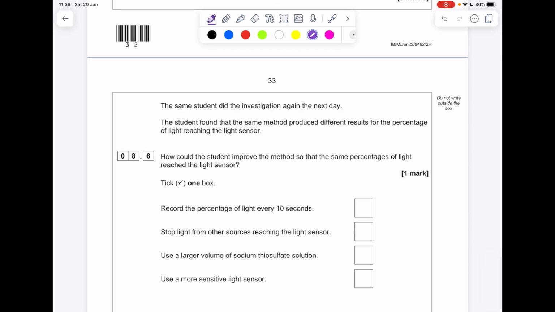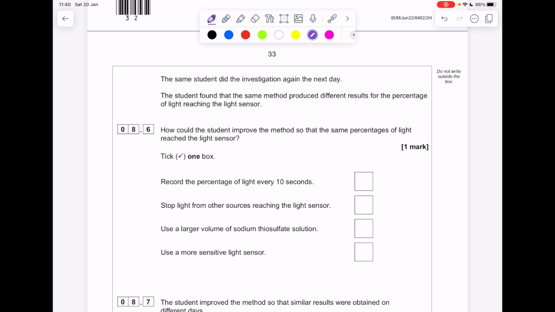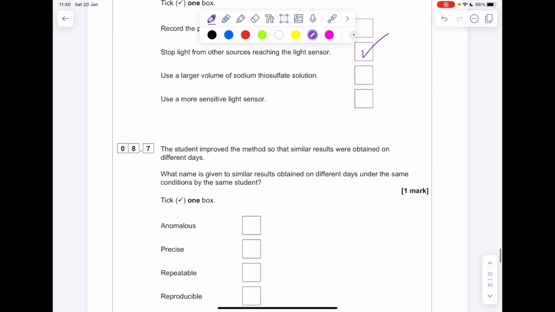The student found that the same method produced different results for the percentage of light reaching the light sensor. How could the student improve the method so that the same percentage of light reached the light sensor? It must mean that there were different levels of light. Maybe it was a cloudy day. So you want the ambient light in that room to be the same. So which of these options indicates that? Stop light from other sources reaching the light sensor. Yeah. The student improved the method so that similar results were obtained on different days.